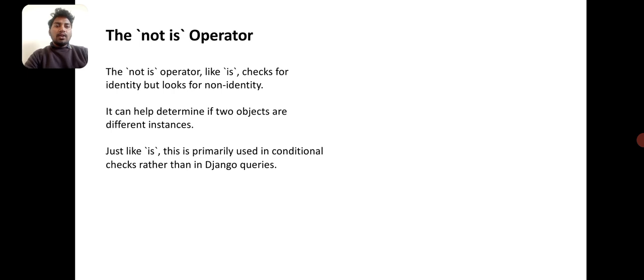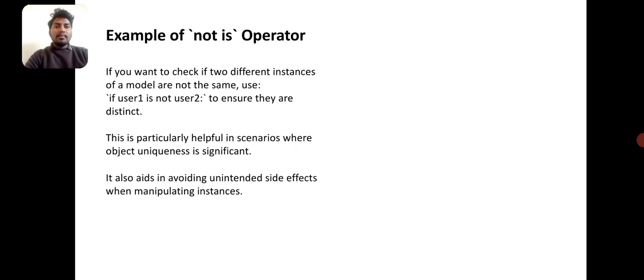Then let's come to the not is operator. The not is operator, like is, checks for identity but looks for non-identity. It can help determine if two objects are different instances. Just like is, this is primarily used in conditional checks rather than in Django queries.